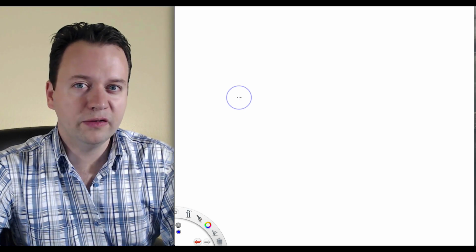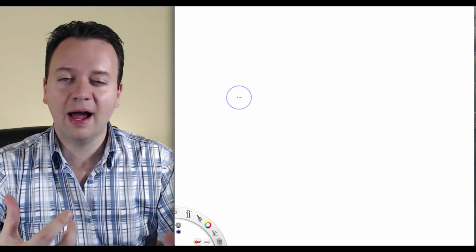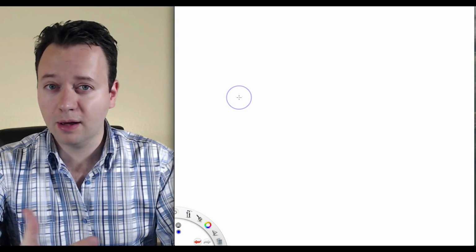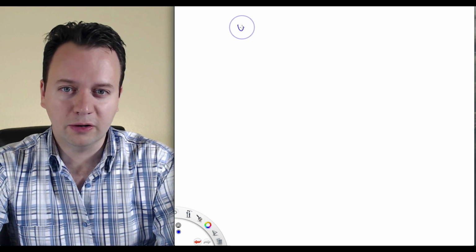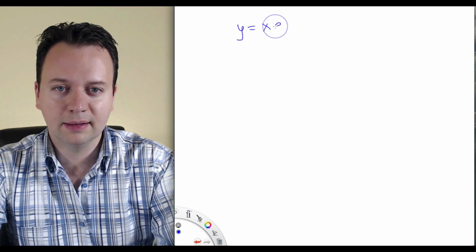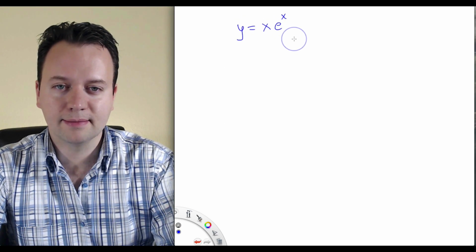With a few relatively simple rules, we've already learned how to take the derivatives of some fairly complicated functions. What's the derivative of this function? x e to the x.